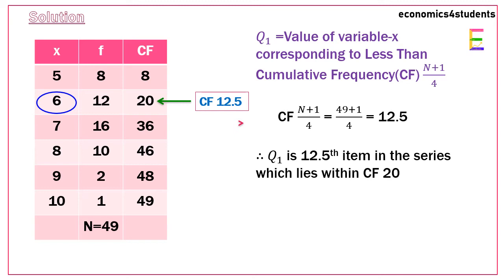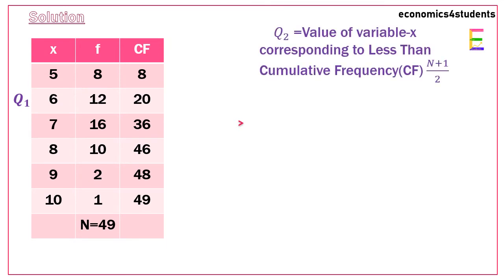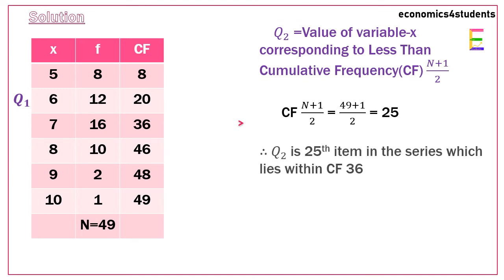Next, we have to find the value of Q2. Q2 is equal to the value of variable x corresponding to less than cumulative frequency (N plus 1) by 2. Cumulative frequency (N plus 1) by 2 is equal to 25. Therefore, Q2 is the 25th item in the series, which lies within cumulative frequency 36. Hence, Q2 is equal to 7.